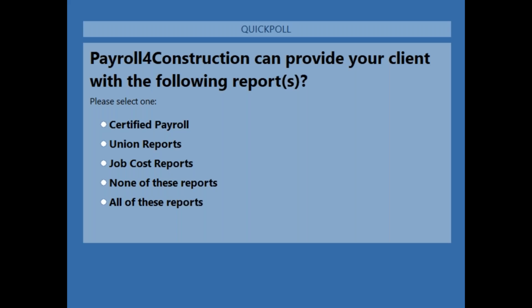Payroll for Construction can provide your client with which of the following reports? It's going to be certified payroll, union reports, job cost reports, none of these reports, or the last, all of these reports, all of the above. So those in the audience, please go ahead and throw your answer on the polling question here now.